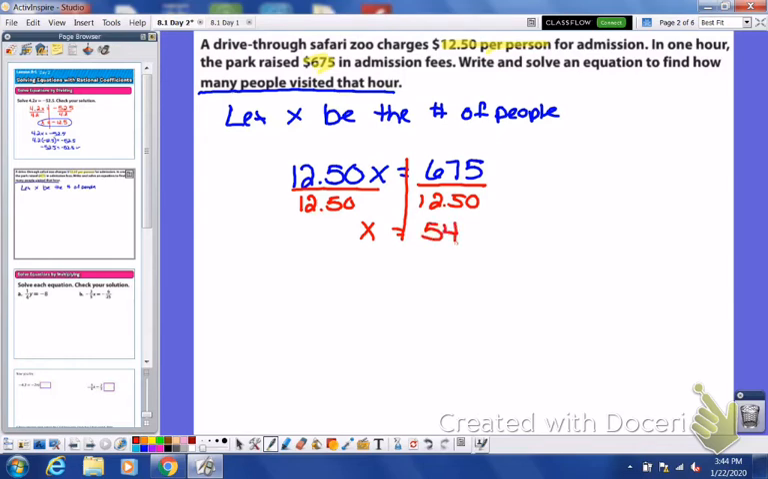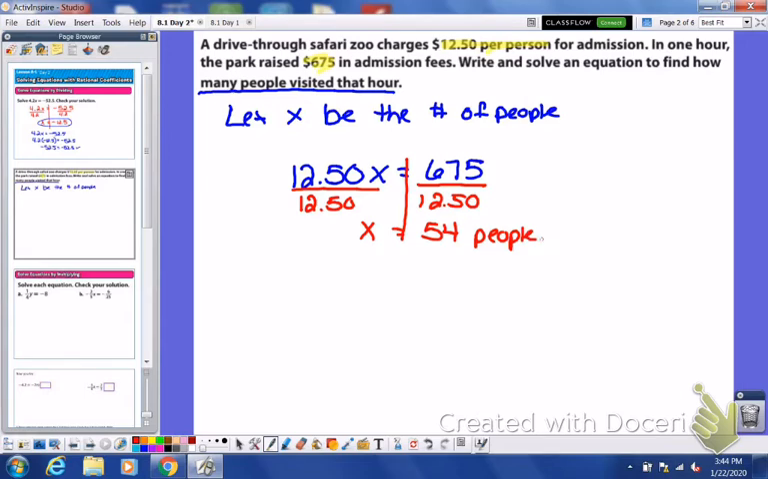Now word problem guys, we know our answer has to actually make sense. If you had gotten a decimal or a fraction on this kind of question, we're talking about people. We cannot have part of a person. I'm going to go ahead and label this people, so I don't forget to come back and do it later. We always need a label when we have a word problem.